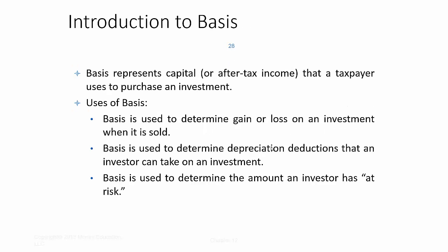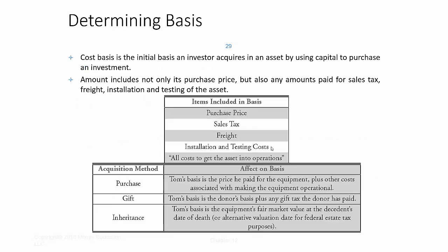I want to introduce you slightly to the topic of basis that is extremely important when it comes to transfer of property, either through life or at death, or your basis in a home and something that you purchase, right? So basis represents capital or after-tax income that the taxpayer uses to purchase an investment, all right? So that's your ownership. And basis is used to determine a gain or loss when the investment is disposed of, when you sell it. It's used to determine the depreciation deduction that an investor can take. And basis is also used to determine the amount an investor has at risk. It's your principal, your cost basis in terms that you potentially have heard before. And because we use our after-tax money, it wouldn't be fair if the government were to just tax the complete sale. So they will make an adjustment for our basis.